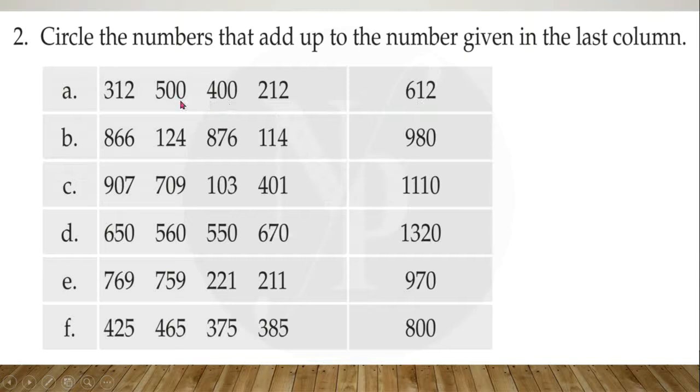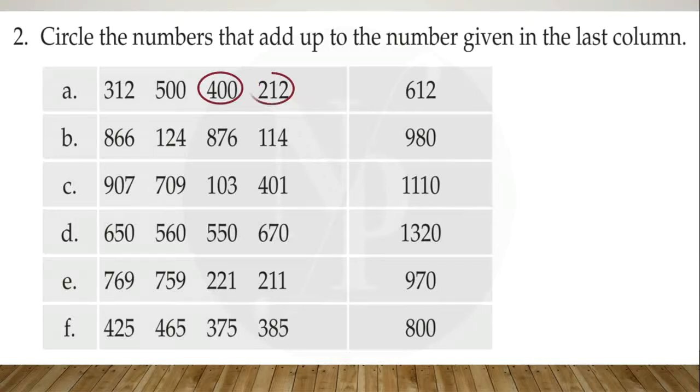So what we do, if I look at the second and third number, if I add these two, 500 and 400, I get 900. We don't have 900 here. So if I look at the third and fourth number, adding 400 and 212, do I get 612? Yes. If I add 400 and 212, you get 612. So we should circle 400 and 212.